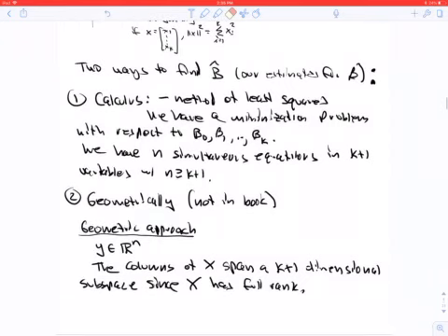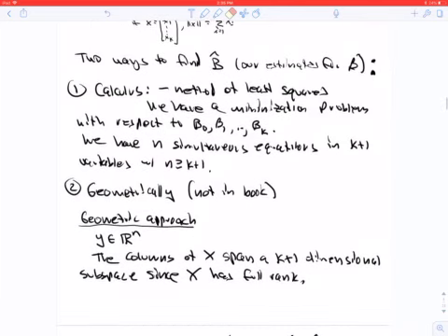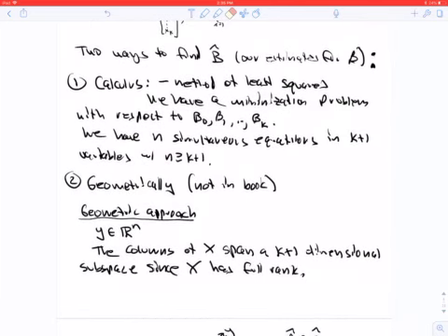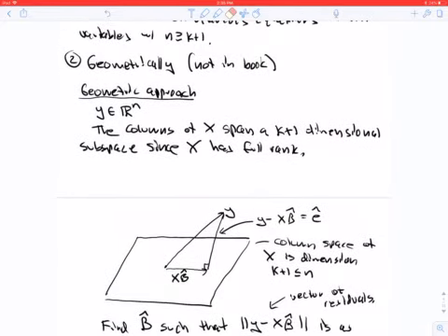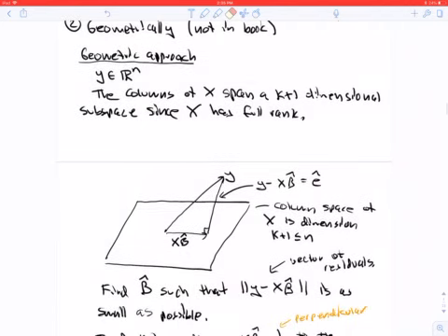Now there are 2 ways to estimate beta. We call the estimate of beta beta hat. One way is with calculus, and another way is geometrically. So we'll start with the geometric version, since it's so easy and it applies to the multi-dimensional case just as easily as the simple case. So we have y, a vector in Rn, and we have the columns spanned by x.